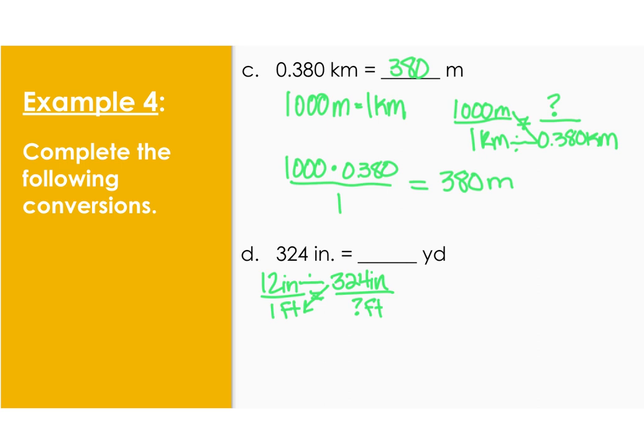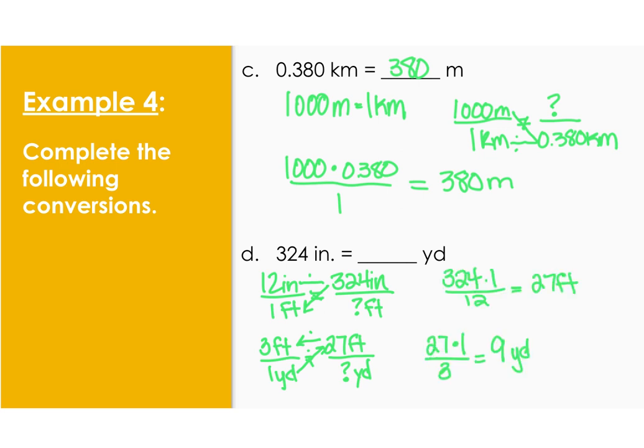Now I need to change feet to yards. So there are 3 feet in every 1 yard. Whatever units I have on top, I need to also put on top. So that's 27 feet. And we have the question mark, which is going to be our yards. So I'm going to multiply and then divide across. So 27 times 1 divided by 3 is 9.